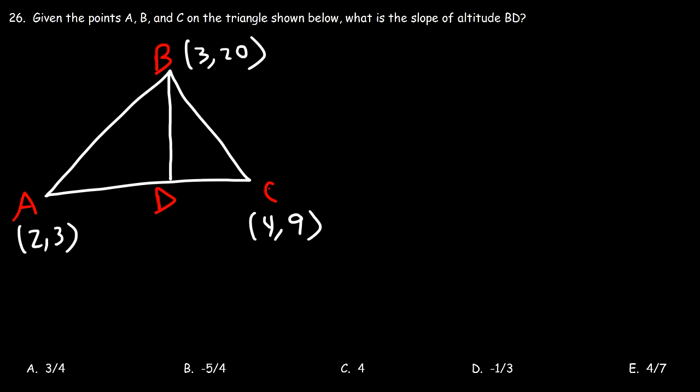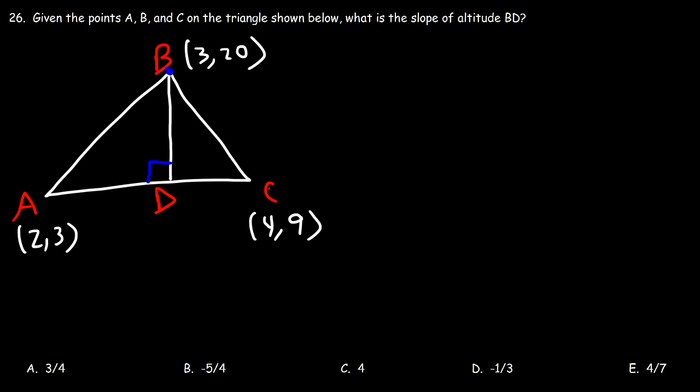26. Given the points A, B, and C on the triangle shown below, what is the slope of altitude BD? Now the first thing we need to know is that an altitude is perpendicular to the side that it intersects with, that is opposite to the vertex from which it comes from.